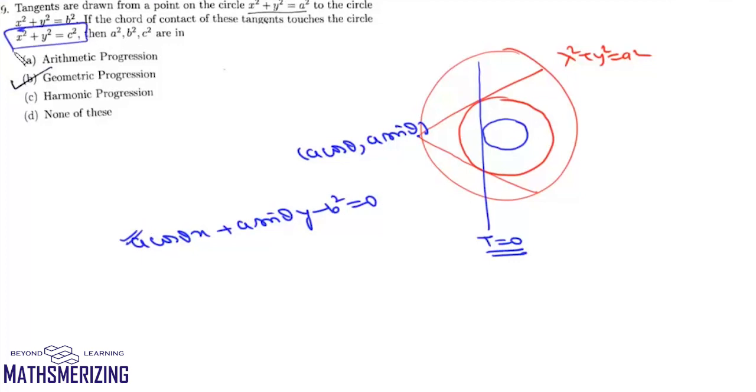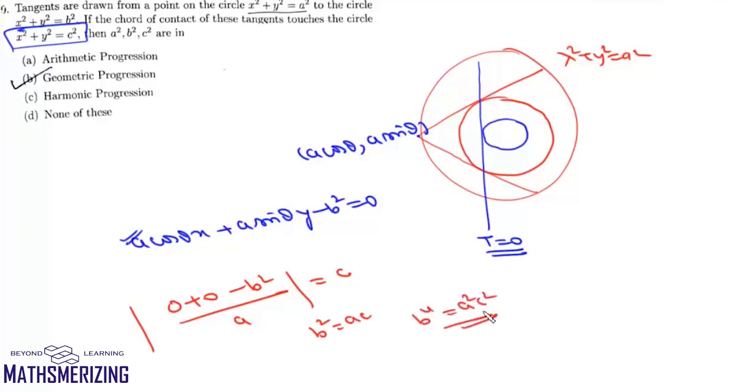Now if this line is tangent to the third circle, then perpendicular distance from center must be equal to its radius. So perpendicular distance from origin will be 0 plus 0 minus b square upon a, and it must be equal to its radius, which is c. So we can write b square is equal to a into c, or b to the power 4 equals a square into c square. That is a square, b square and c square are in geometric progression.